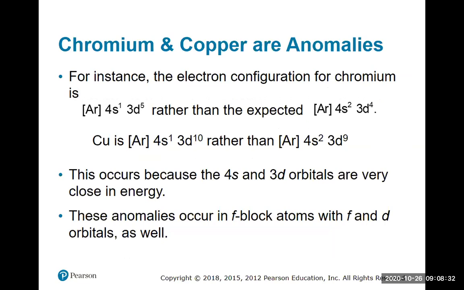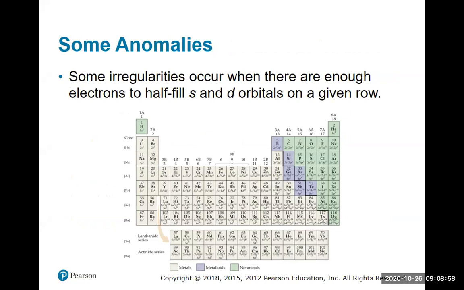So if we look at chromium, for instance, chromium fills as the argon inner shell, and then 4s1, 3d5. And normally, you would think it would be 4s2, 3d4. But if we go back and look at where chromium is, let's see. So chromium there you see is number 24. So that's the fourth row, column 6. And so we're filling those s orbitals, and then we're filling d orbitals. And we get to chromium and we have 4 electrons that would go into that d orbital.